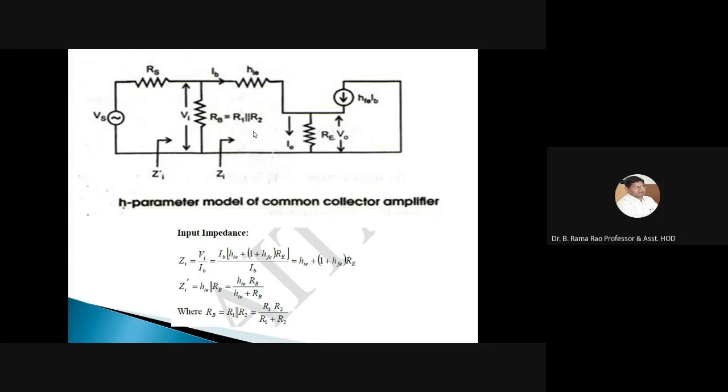Please do it yourself, then I will explain. Anyone can obtain the parameters like input impedance, output impedance, current gain and voltage gain with this circuit. Please perform the analysis. Later I will explain.